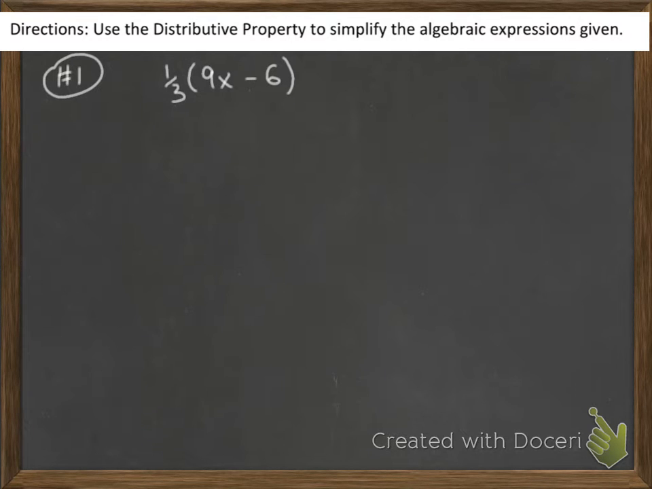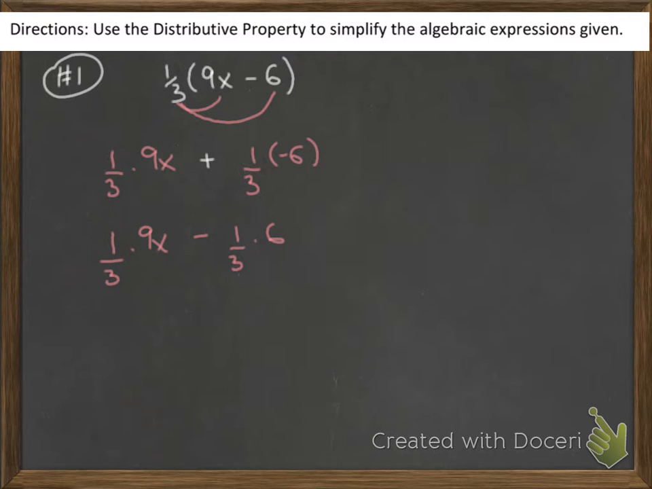So let's remember how the distributive property works. We need to distribute the 1/3 and multiply it by every single term in the parentheses. So that means that I have 1/3 times 9x, and then I have 1/3 times negative 6. And I'm going to rewrite this so that they're combined by addition. Another way to write that, if this confuses you, you could also think of this as 1/3 times 9x minus 1/3 times 6. They're equivalent expressions. They're going to give you the same answer. So pick whichever way makes the most sense to you.